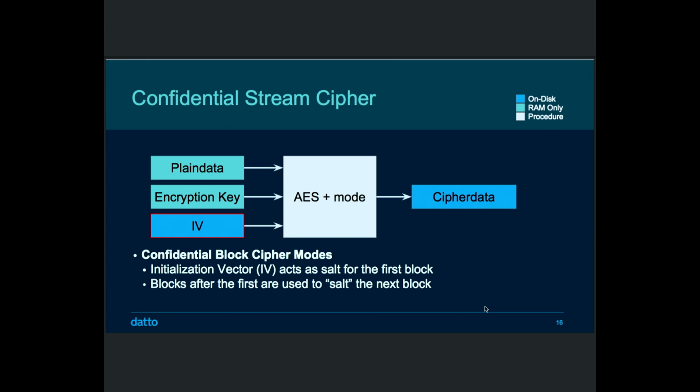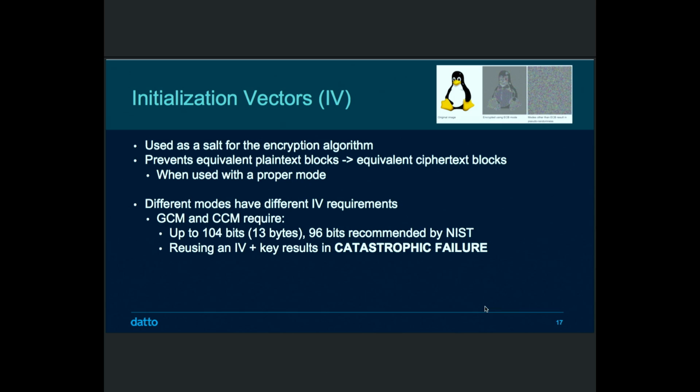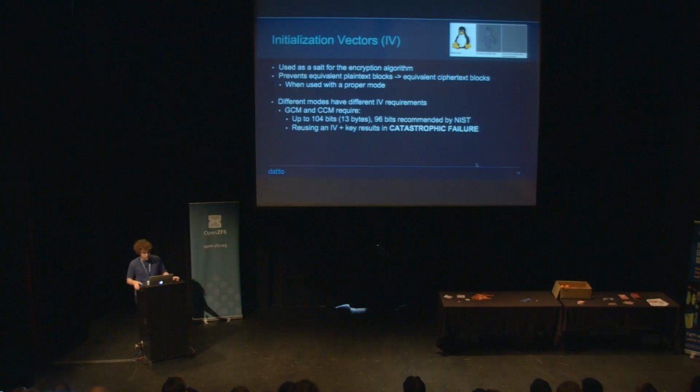This is going to be important for a number of reasons. The big thing is that there's a bunch of different ways to do this, and these are called modes of operation. And each one is going to have some slightly different requirements for how we need to manage it. Basically, the big requirements that you need to know about in order to get the rest of this presentation are that we're limited to up to 104 bits or 13 bytes. That's the maximum size that we can allow of an IV for the two modes that we're going to be supporting. And 96 bits or 12 bytes is what's recommended by NIST because of a number of performance issues.